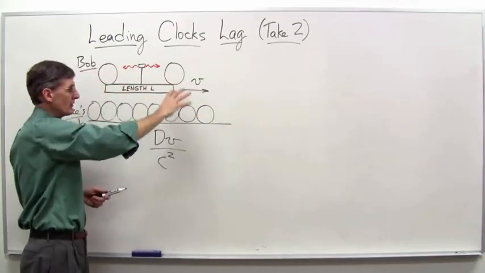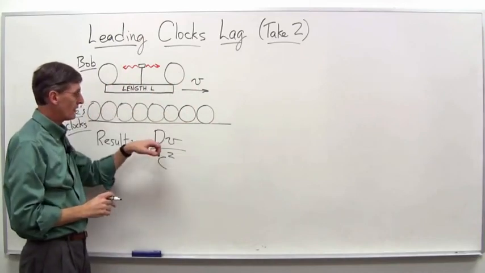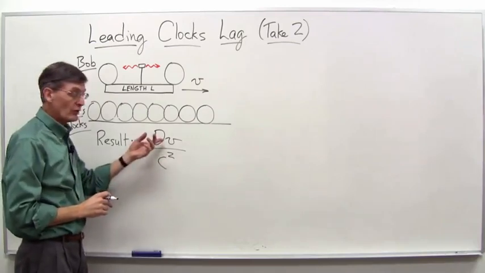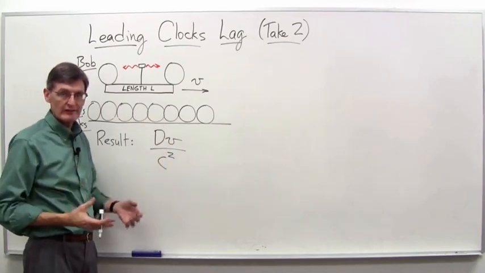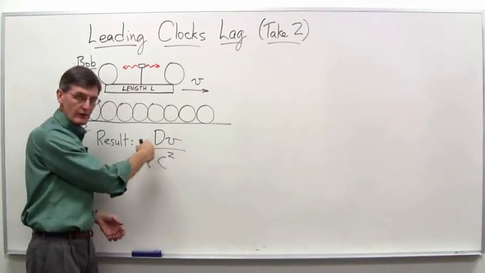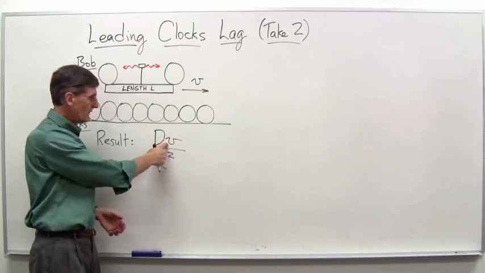In terms of Bob's lattice of clocks, Alice would see it in terms of her synchronized clocks as a time difference dv over c squared. Now note here that this is going to be a very small number in practice, and it's why we don't see it in common everyday life, because we've got a c squared on the bottom, a huge number, and only a v on top here, and the d.